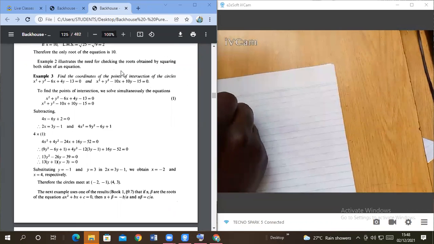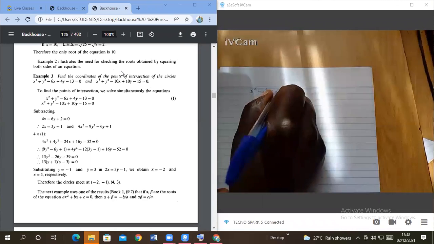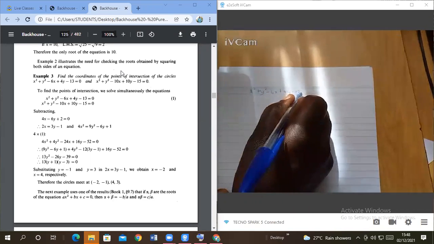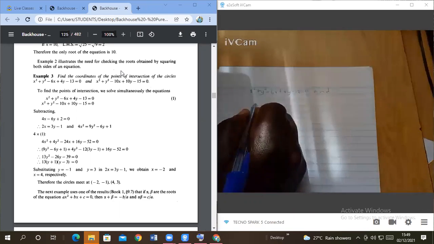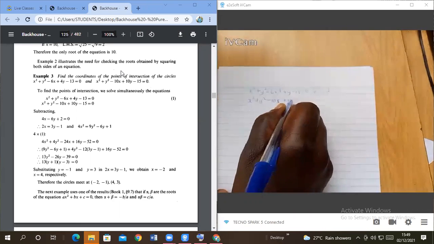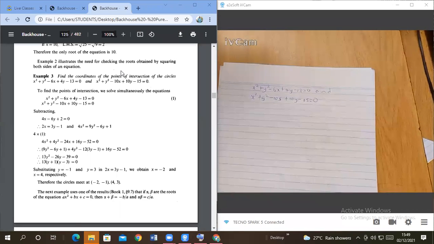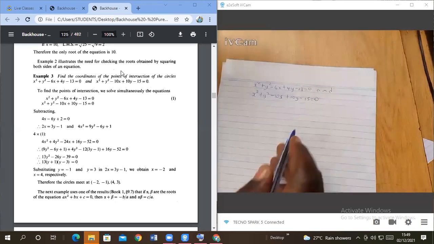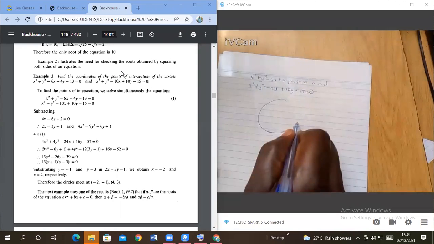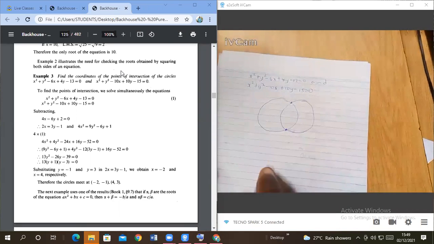We have x squared plus y squared minus 6x plus 4y minus 13 is equal to 0. And x squared plus y squared minus 10x plus 10y minus 15 is equal to 0. Don't mind about the word circles. They should have just said find the coordinates of the points of intersection of the curves. So these circles can be like this. These are two circles. So these are the points of intersection.